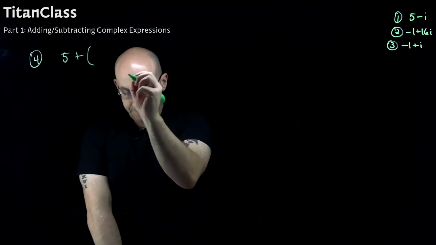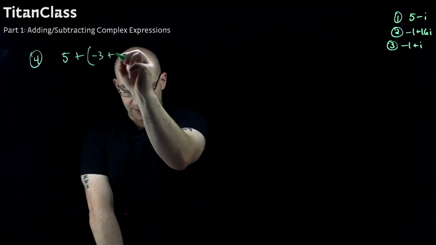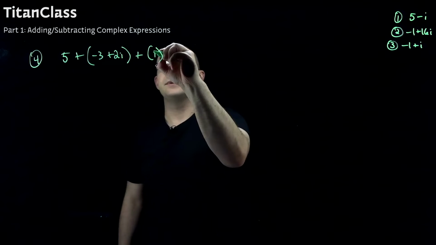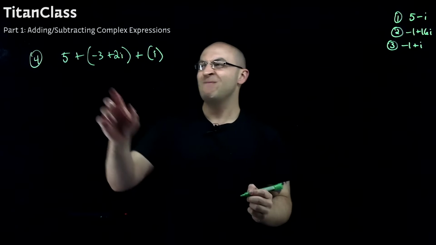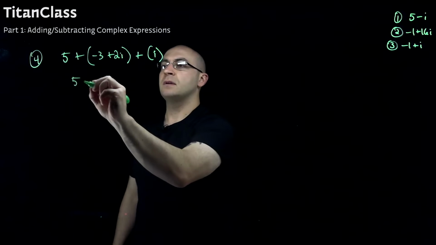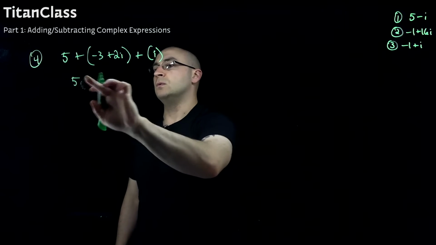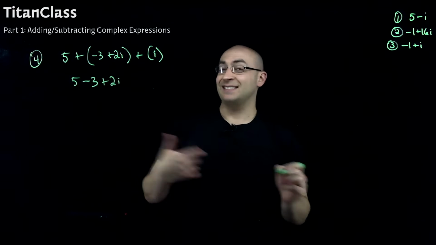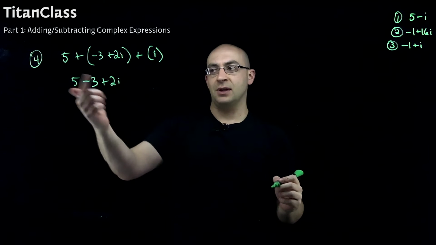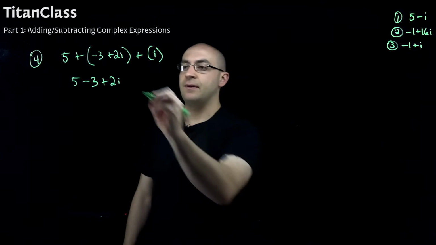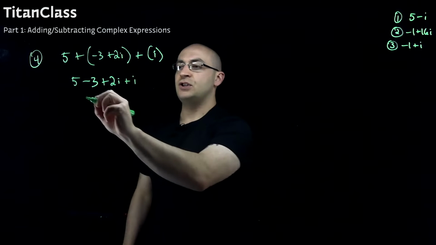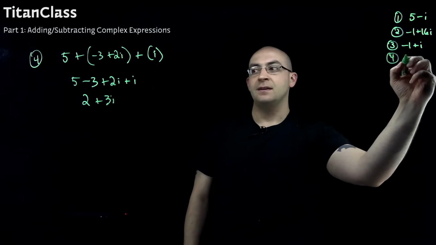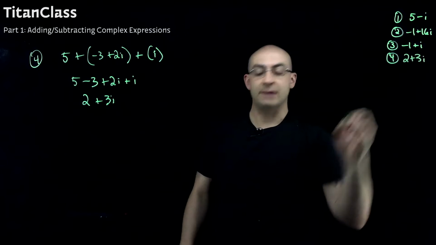Number 4. 5 plus (negative 3 plus 2i) plus i. Again, I don't know why the program's putting these i's in parentheses, but it doesn't matter either way. Again, all plus signs, going to rewrite. 5 minus 3 plus 2i. The reason I don't like the double sign is because that's really garbage in mathematics. So this is really just a plus negative 3, or just minus 3. Same thing, plus i. So we've got 2 plus 3i as the final answer. So number 4 is 2 plus 3i.